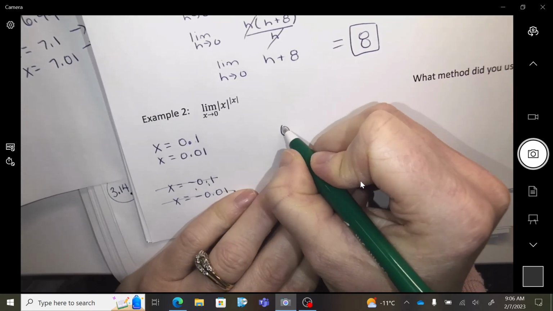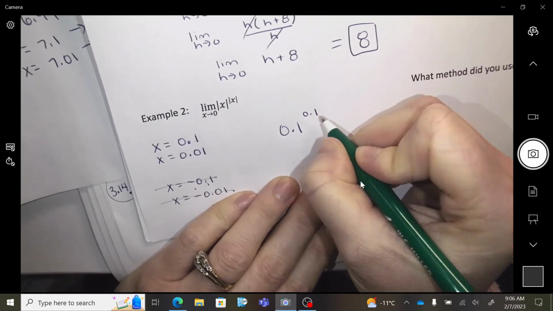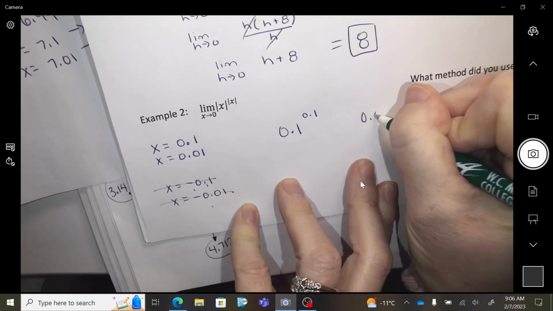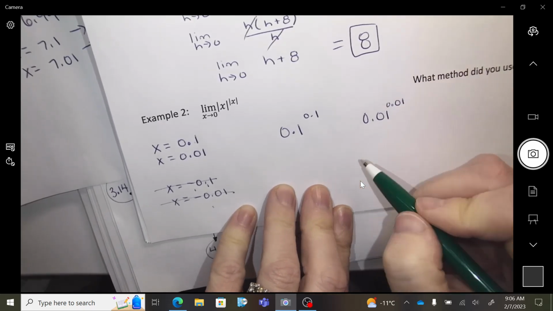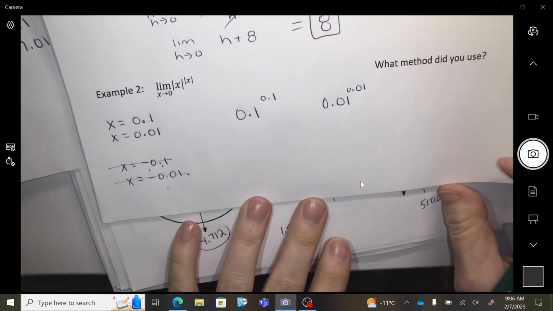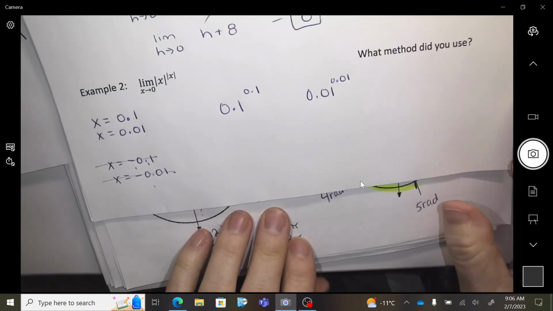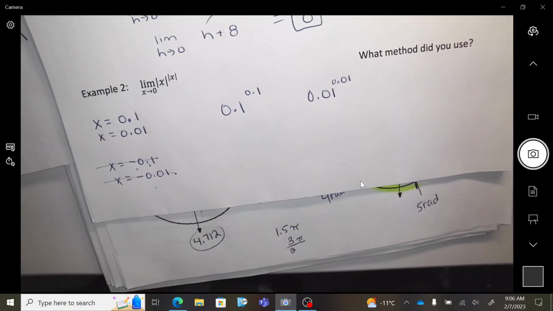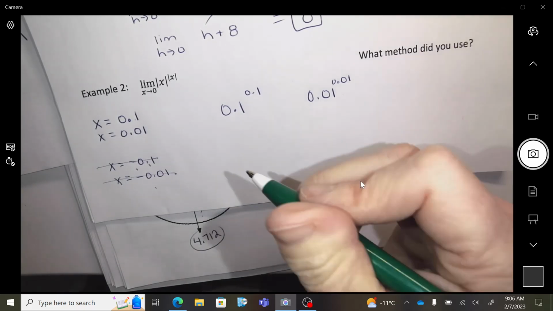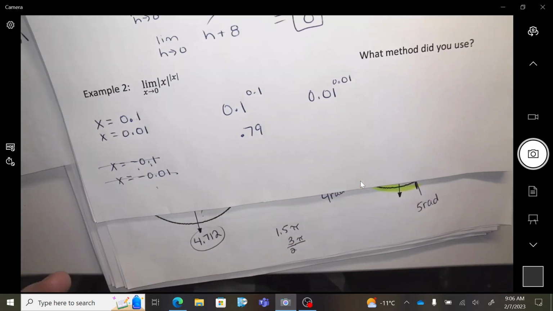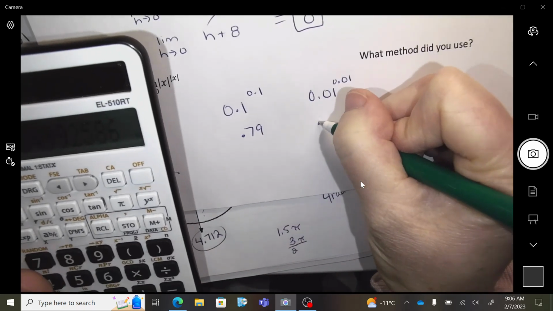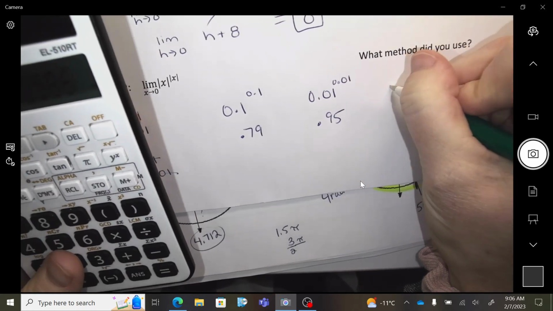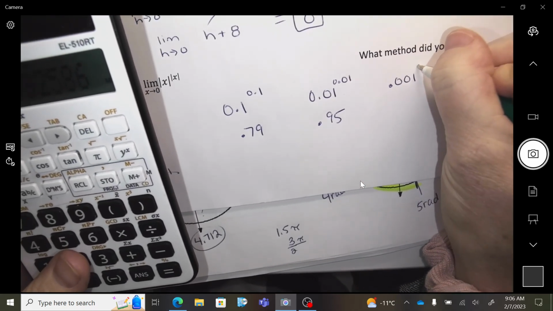Okay, so let's try that number, and that number. See what you get on your calculator when you try doing that. And you have to come to some kind of definite conclusion. Does it do the same thing? Should we try even a smaller number?